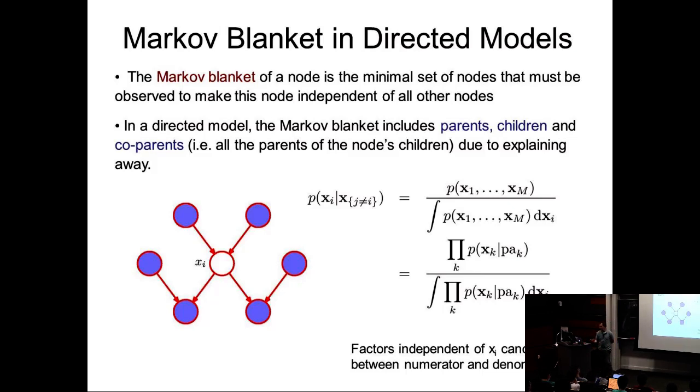And you can really do it by just looking at the joint probability distribution, writing it as a bunch of conditionals depending on the parents. And you can see that, just by definition of this conditional probability, factors that are independent of xi will cancel between numerator and denominator, and that brings you to this conditional probability and the definition of the Markov blanket.